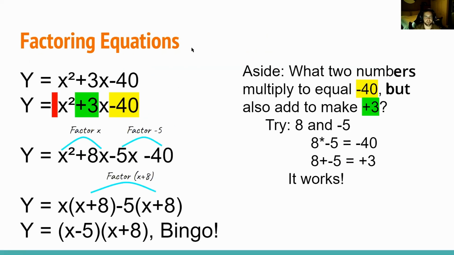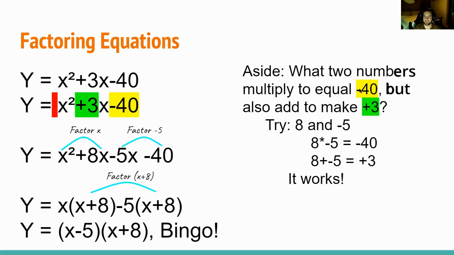So factoring equations. So y equals x squared plus 3x minus 40. We're going to be trying to factor that. We look at each of these terms at the front. So this one obviously has a 1, this one has a 3, and this one has a negative 40. And then we have to do this aside question here. So what two numbers multiply to equal negative 40, but also add up to make positive 3? So I got lucky here on this first attempt. We're going to try 8 and negative 5.